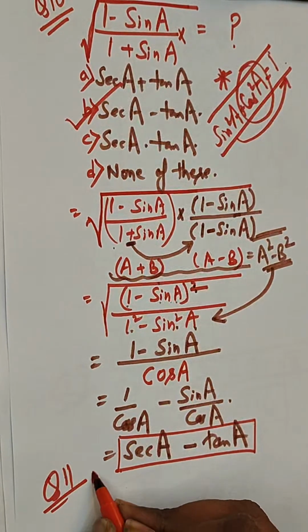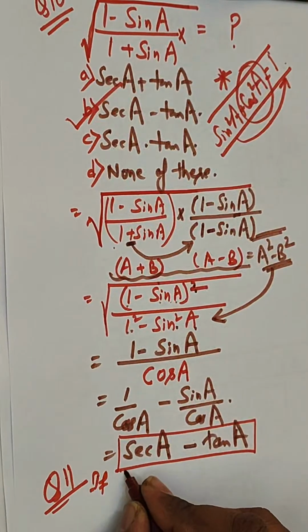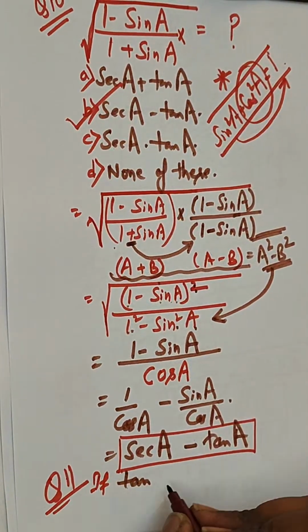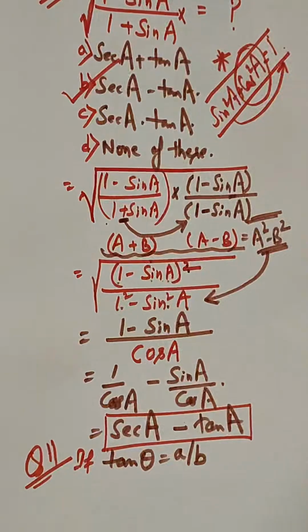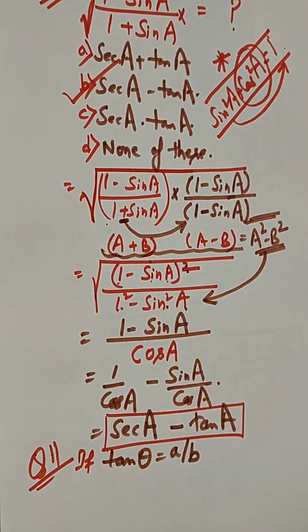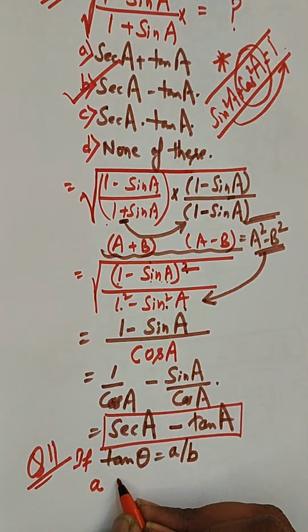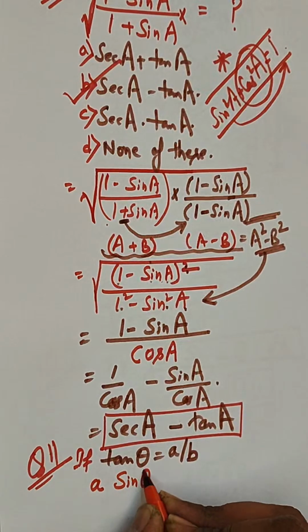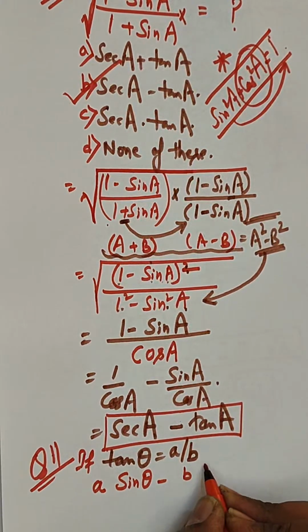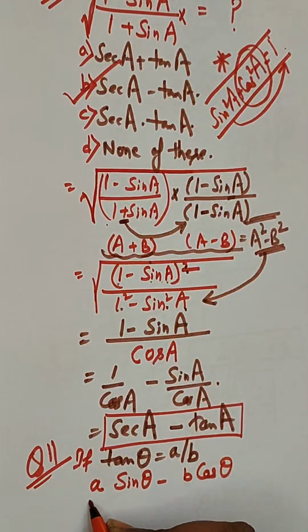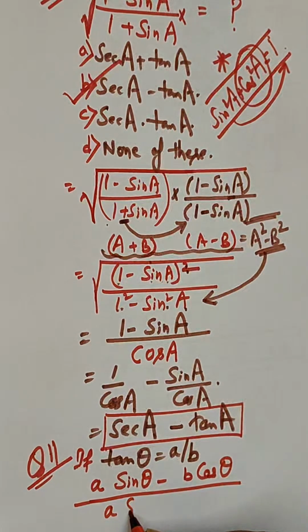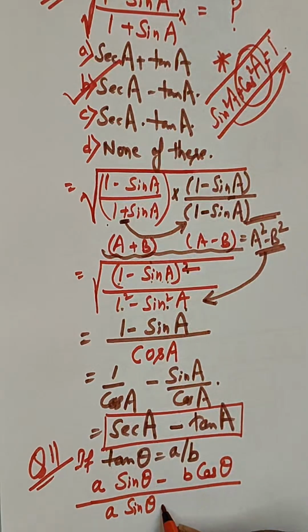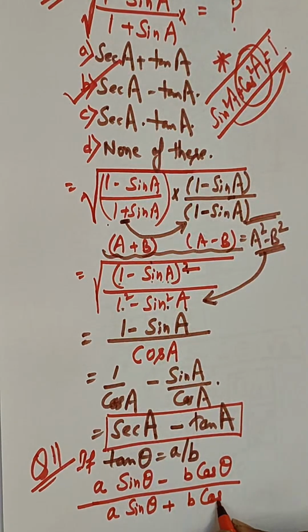It's given that if tan of theta is equal to a by b, this is given in the question. If tan of theta is equal to a by b, what is the value of (a times sine theta minus b times cos theta) whole divided by (a times sine theta plus b times cos theta)?